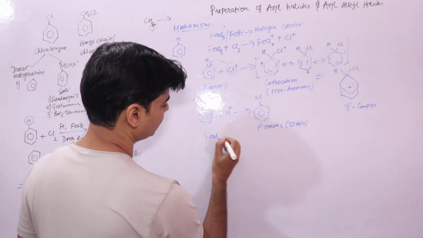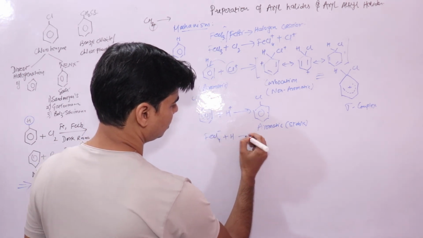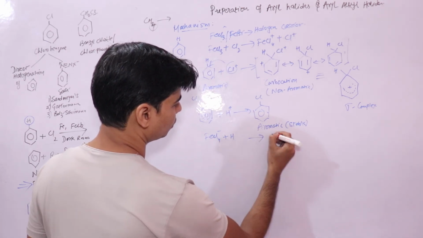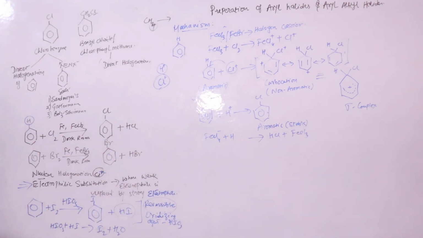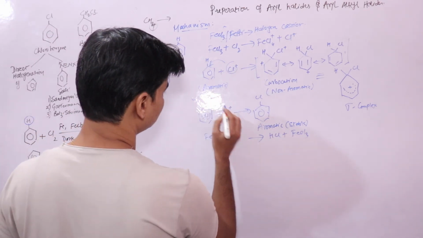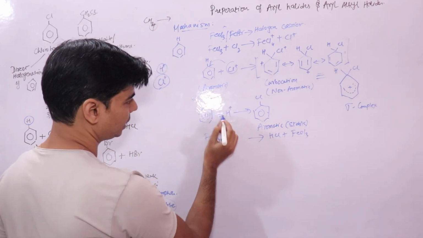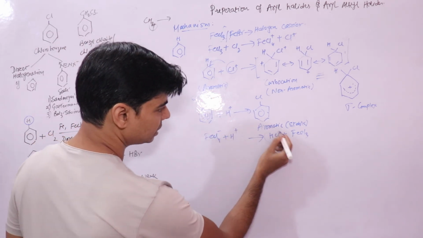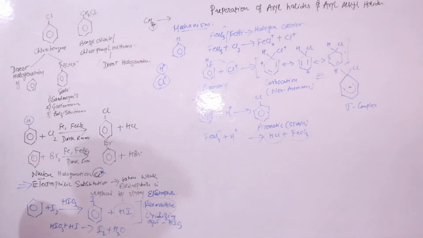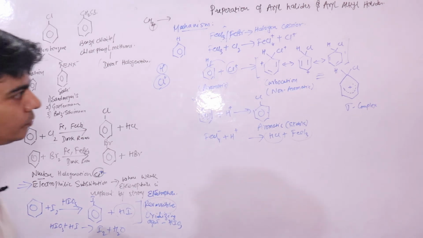And like I said, this proton will react with the base to form HCl and ferric chloride, FeCl3. This is the mechanism of this reaction, and I hope this is clear. Just remember that this is lost, where it will react back with this base to form HCl and ferric chloride. And remember, this is an electrophilic substitution reaction.